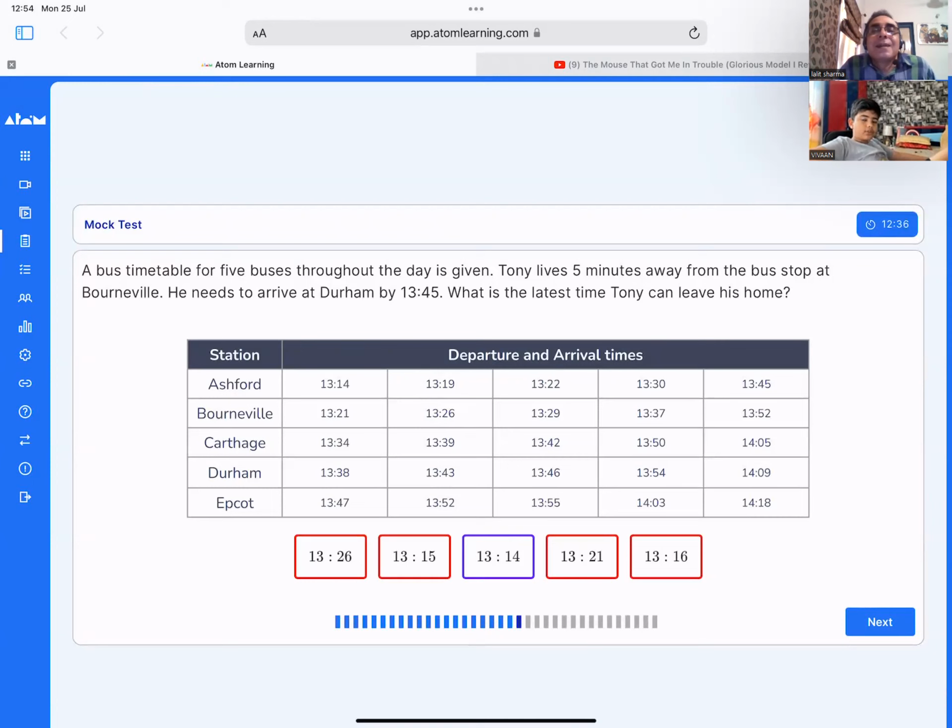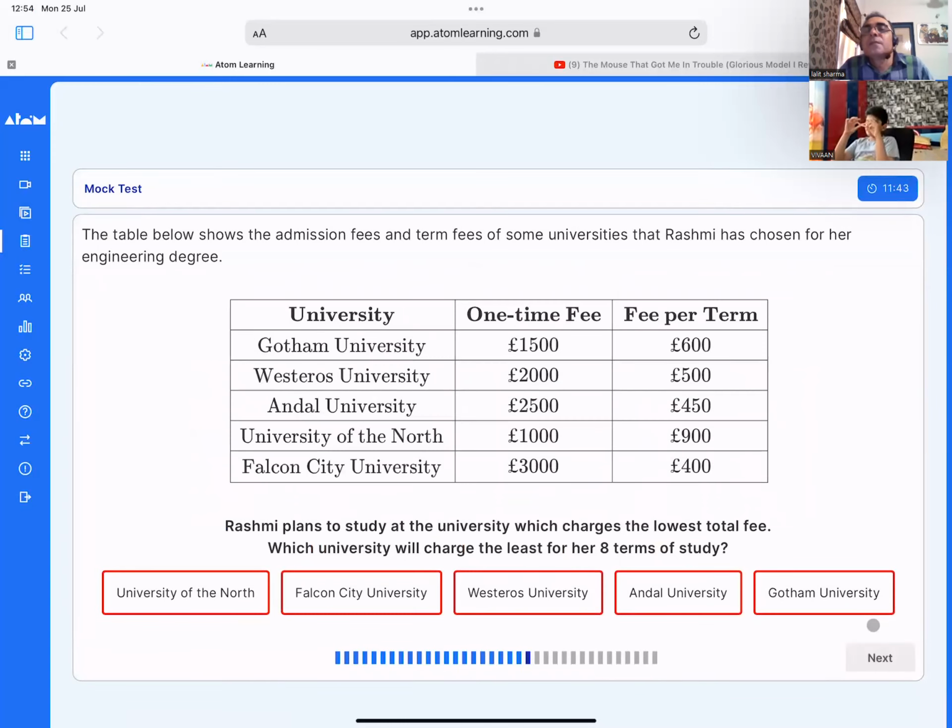I thought he was in Warrenville. I thought he was in Ashford. He's supposed to reach Durham. You need to keep in mind, he needs to arrive at Durham at 1:45. So he needs to go at 1:21. He needs to leave his house at 1:21 because the walk is 5 minutes. So you subtract 5, which would be 1:21.